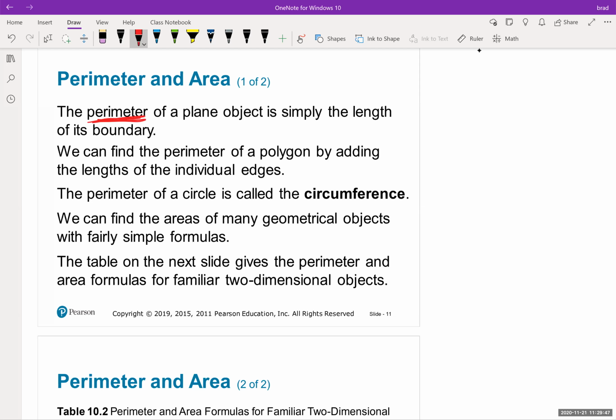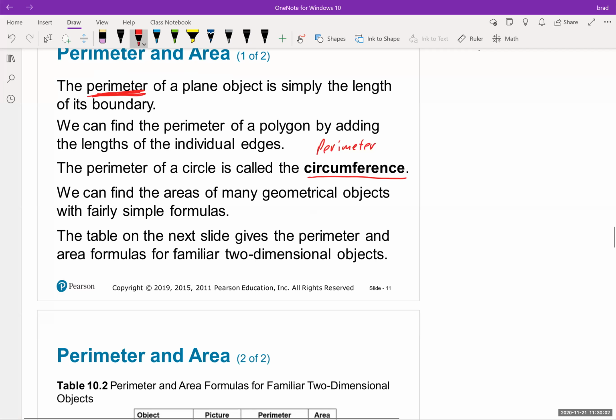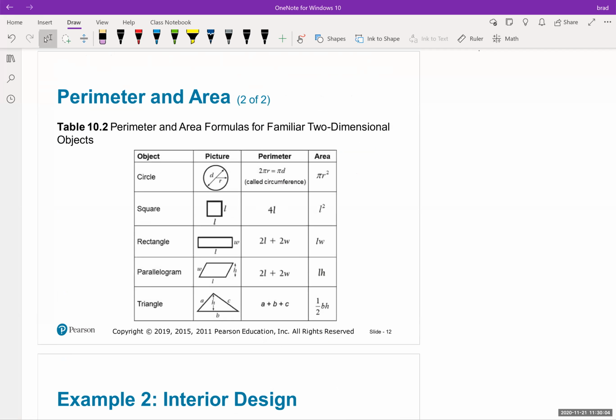The perimeter of a circle is called the circumference. So remember, circumference is the same thing as perimeter, but because circles are special, they have their own special name for perimeter. We can find the area of many geometrical objects with fairly simple formulas. So here's some of the formulas that we have. And the ones that you guys really should know for the rest of your life are pi r squared.